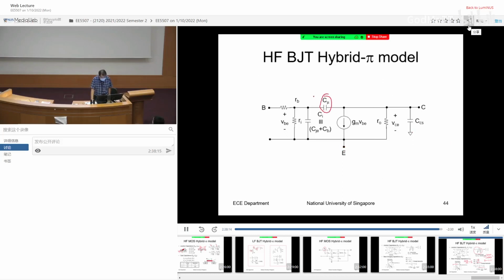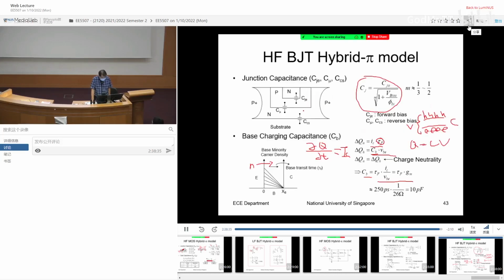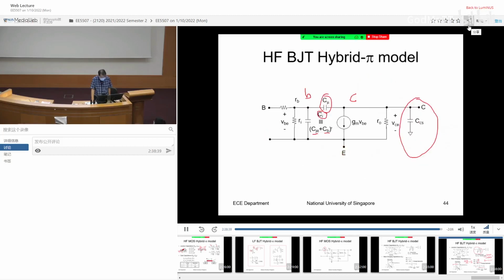So C mu is between base and collector. C pi is between the base and the emitter, and it consists of two. One is the diffusion capacitance, CB. Another is the junction capacitance, CJE. And then the collector to the substrate, that is basically just here. Okay, substrate. N epi layer, P substrate. They form a PN diode. So again, it's a junction diode capacitance. So they complete the model.